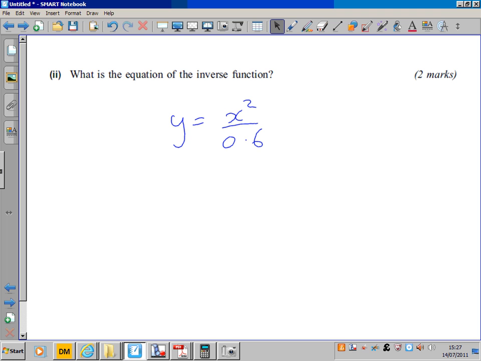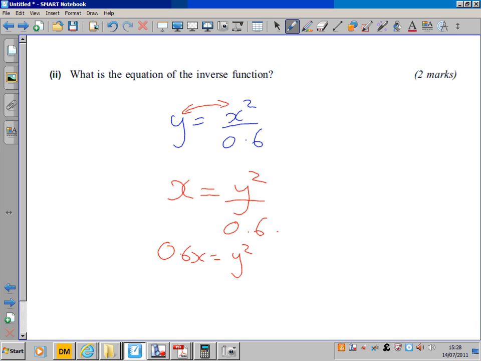I basically just need to swap the x and the y over, because that's what I just did to draw the graph. So then the equation is x equals y squared over 0.6. And if you want to rearrange that to make y the subject, well, times up by that 0.6, so you get 0.6x equals y squared. And then to get rid of the squaring, you take a square root, so y equals the square root of 0.6x. And we're done.